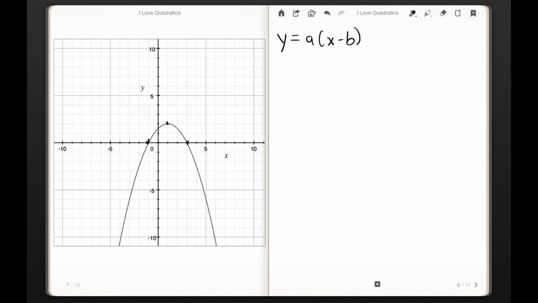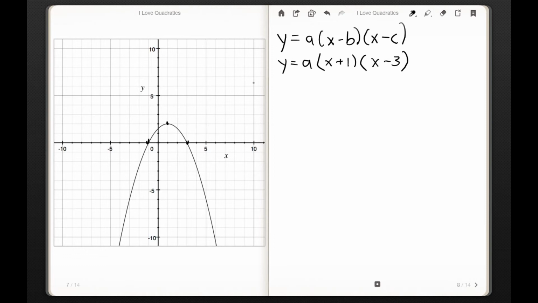So here is the root form equation. We don't know what a is yet, but the roots are -1 and 3. So since we're subtracting the roots, x minus -1 is going to be x plus 1, and then x minus 3.